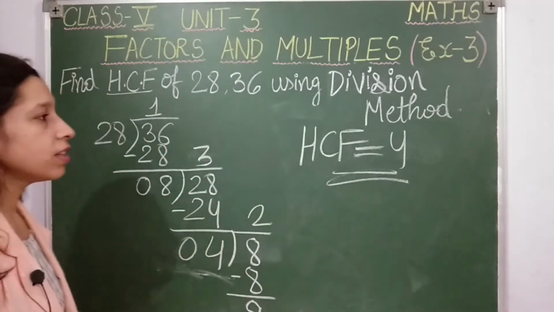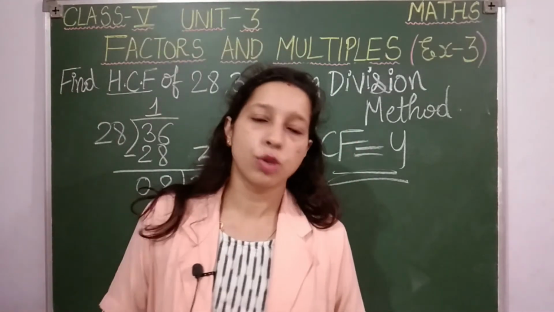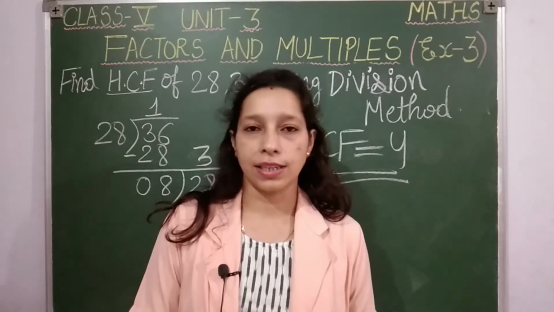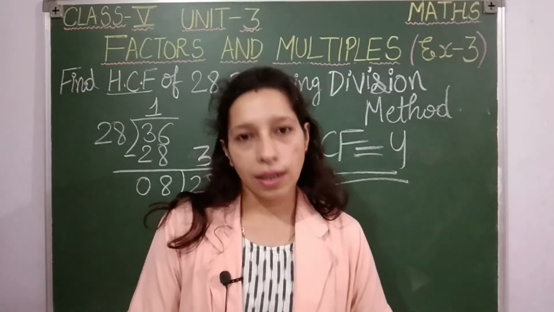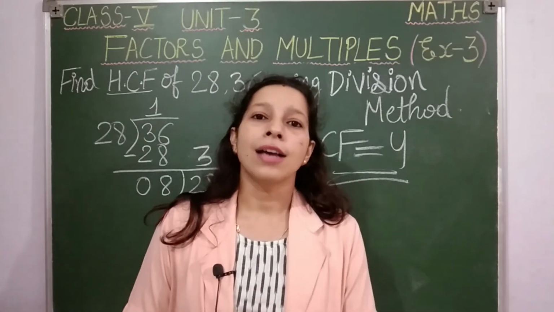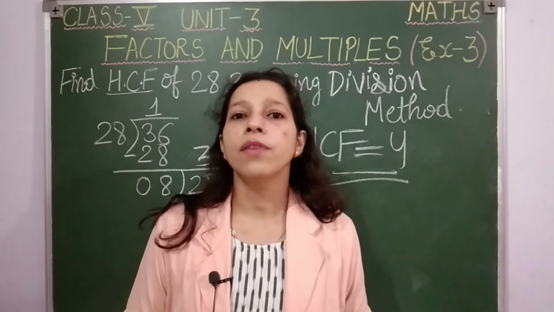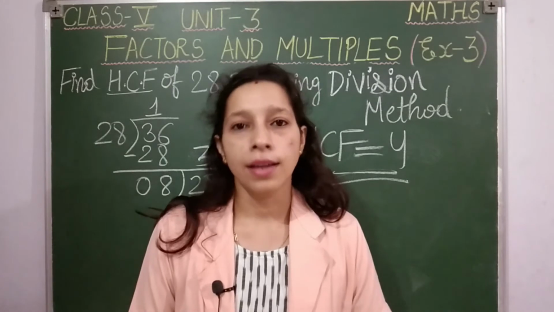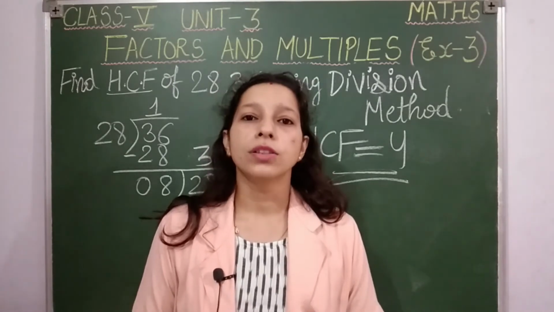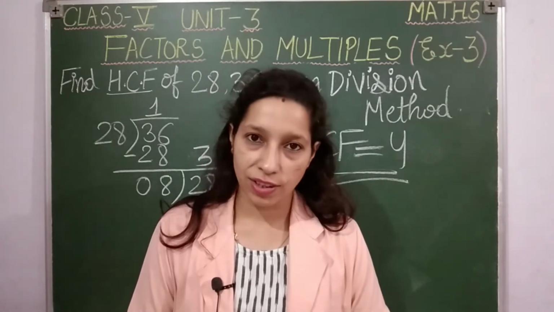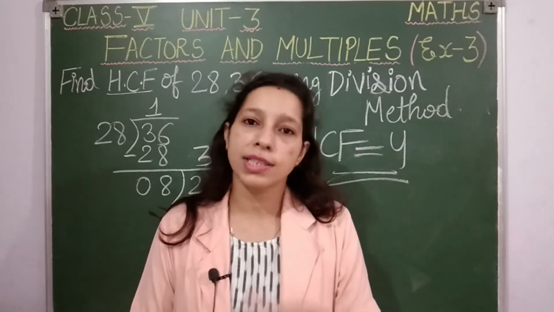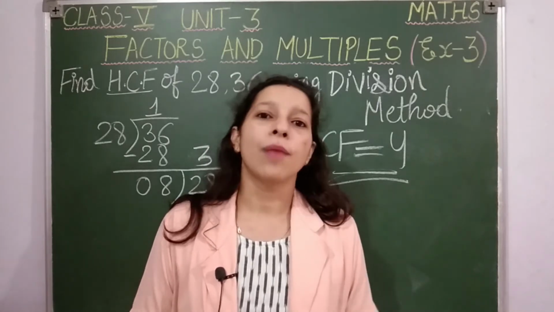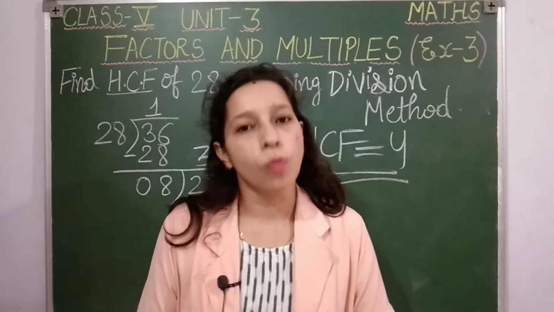So here HCF is 4. I have taken the same numbers 28 and 36, and I have explained all the 3 ways to calculate HCF: factorization method, prime factorization method and division method. In exam you will be asked to find the HCF, and also the method will be written there. So you have to use that method only, and find the HCF. Clear, students? I hope all the 3 ways to calculate HCF are clear to you. If still any confusion is there, no problem. We are going to solve the complete exercise. There again I am going to explain all this only, then it will be more clear to you.